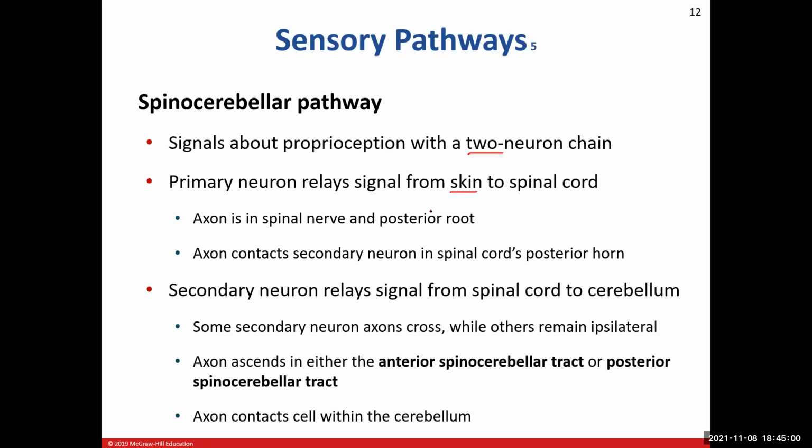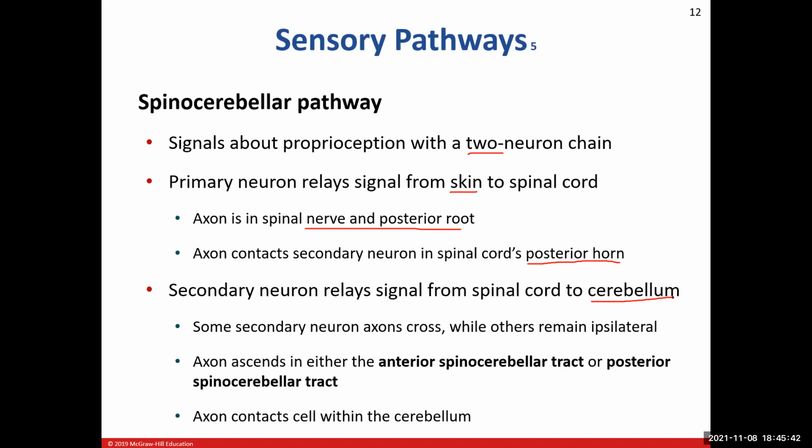The axon will enter into the spinal nerve, enter into the spinal cord through that posterior root, and then it's here in the spinal cord where that primary neuron is going to synapse onto the secondary neuron in the posterior horn. So that was very similar to what we just saw with our anterior spinal thalamic tract and the lateral spinal thalamic tract. We saw a very similar situation with the primary neuron and the secondary neuron. Now where we deviate from that is where the secondary neuron is going to travel into the cerebellum.